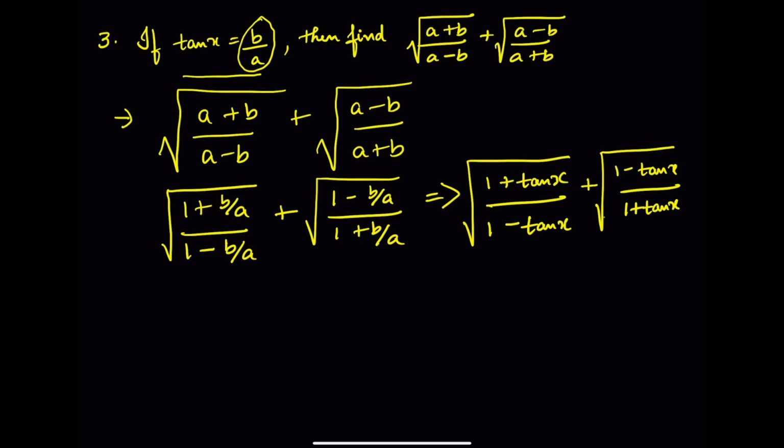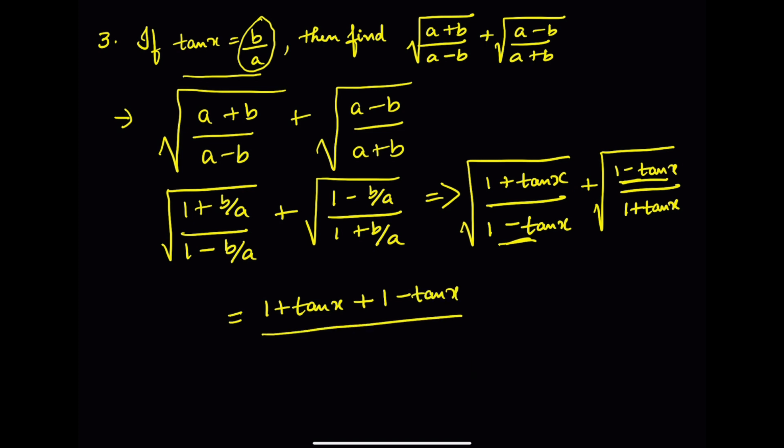Now let's solve for the common denominator, or rationalizing the denominator as they call it. We just have to cross multiply the denominators here, and we would have square root of 1 plus tan x multiplied by square root of 1 plus tan x, we will have 1 plus tan x, the square root goes away. Similar case applies to the second part, which is square root of 1 minus tan x multiplied by square root of 1 minus tan x. We will have 1 minus tan x.